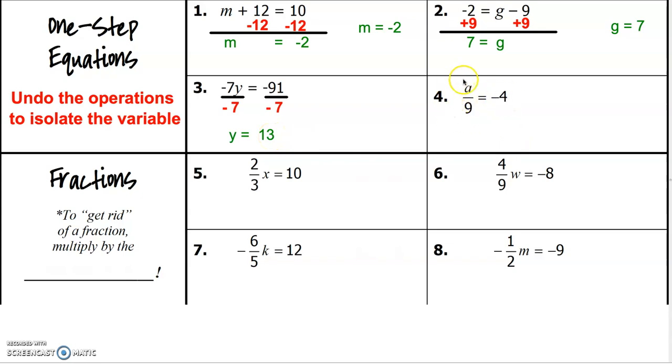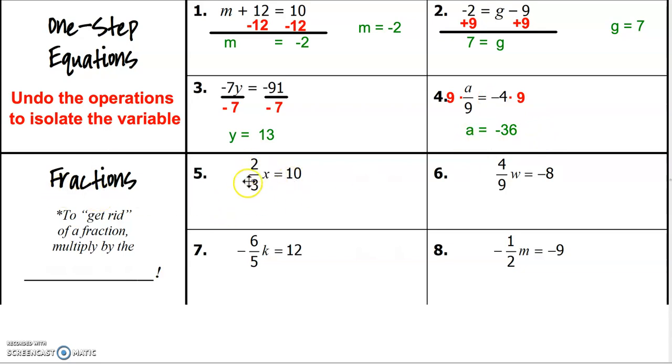On this equation, we're dividing a by 9 and we get a result of -4. So to undo this operation, the opposite of division is multiplication. So we're going to multiply both sides of that equation by 9. So what we get is a, because 9 over 9 is just 1, and -4 times 9 is -36.